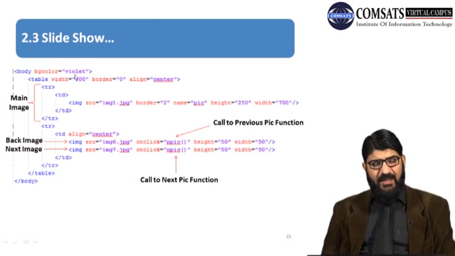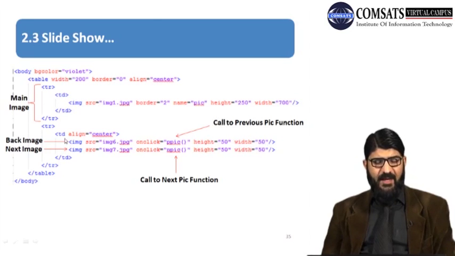The body background color is set violet. A table with width 200, border 0 and the table is aligned centered. The first row of the table is created with the TR tag. The first data cell of the table is created with TD. The image source image 1 with border 2, name of the image is pic, and height 250, width 700 as mentioned.